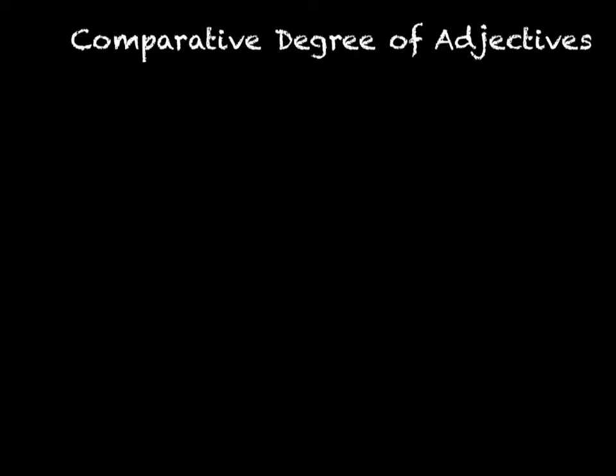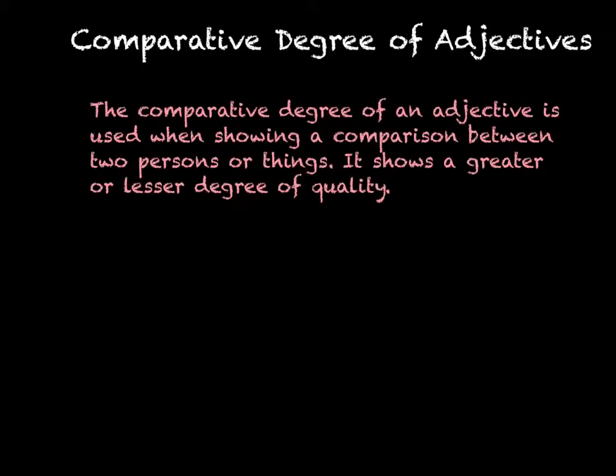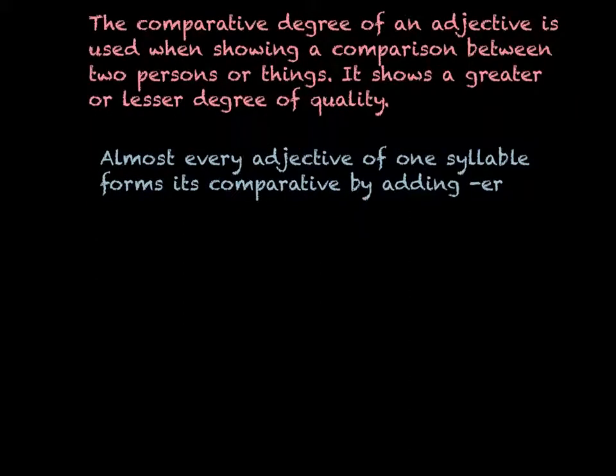Comparative degree of adjectives. The comparative degree of an adjective is used when showing a comparison between 2 persons or 2 things. It shows a greater or lesser degree of quality. Almost every adjective of 1 syllable forms its comparative by adding er to the ending.